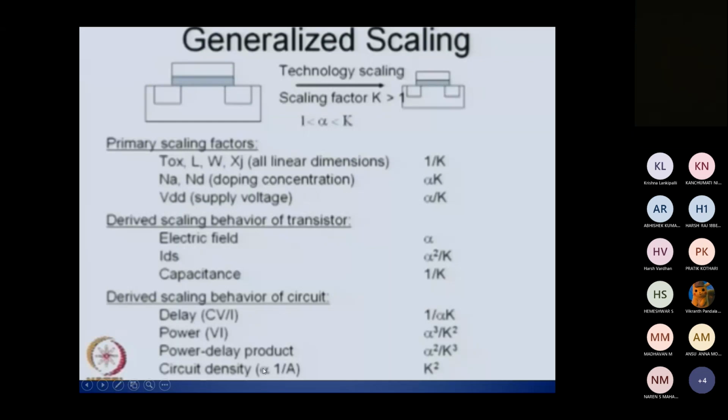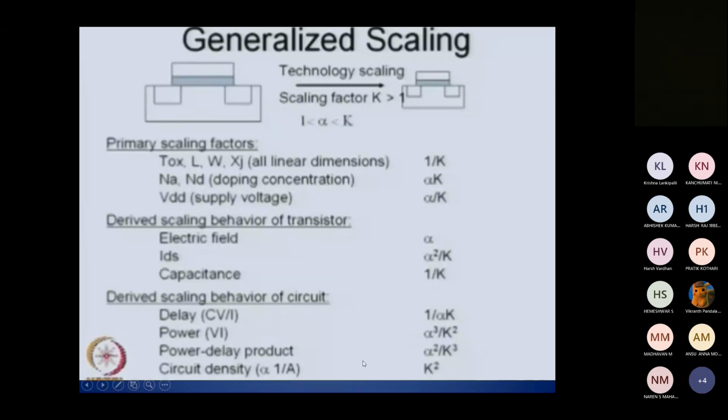Similarly, the power delay product is also multiplied by alpha square divided by k times. And another thing is the circuit density. That means the number of transistors per unit area is increased by k square times. So this is very important. So two important parameters which we can understand from here.